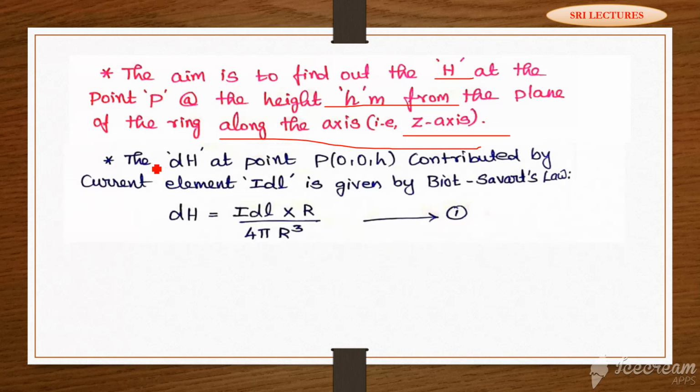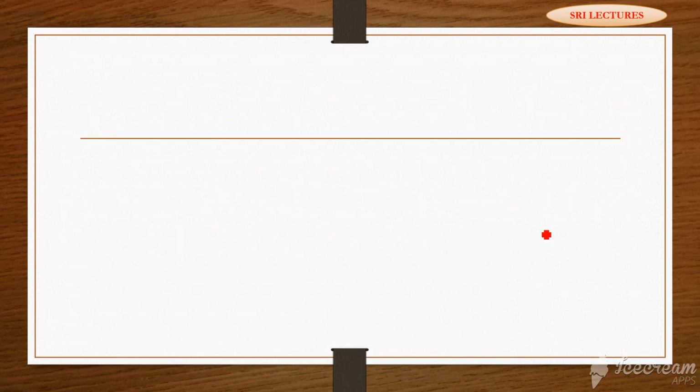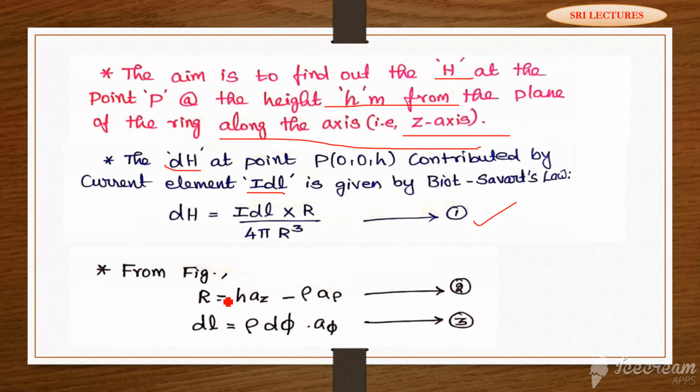Now by Ampere's circuital law, dH at the point P contributed by the current element I dl is given by dH is equal to I dl cross R divided by 4 pi R cube. So this is considered as equation number 1. Now from the figure we can find the value of R.